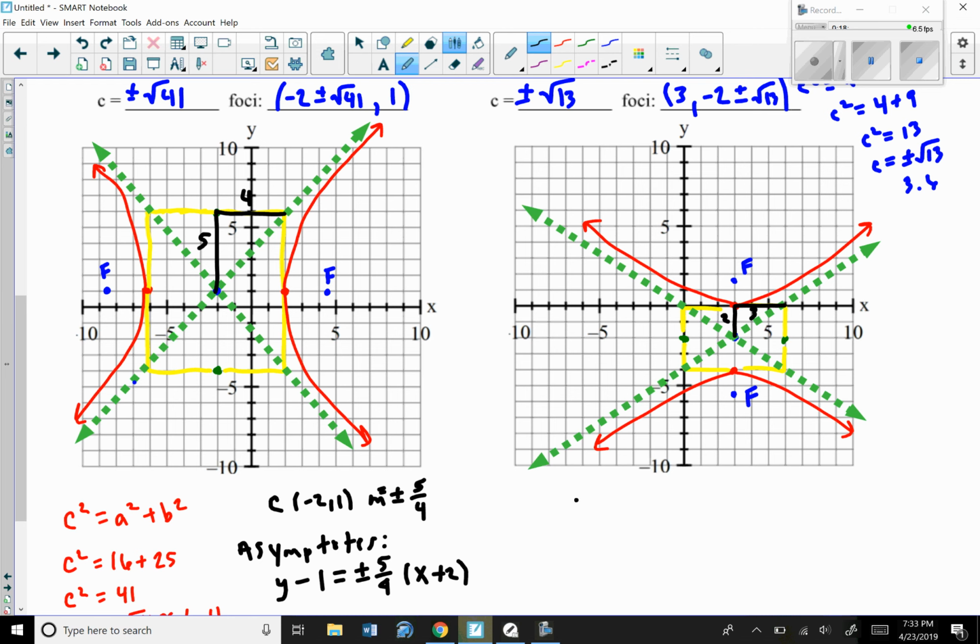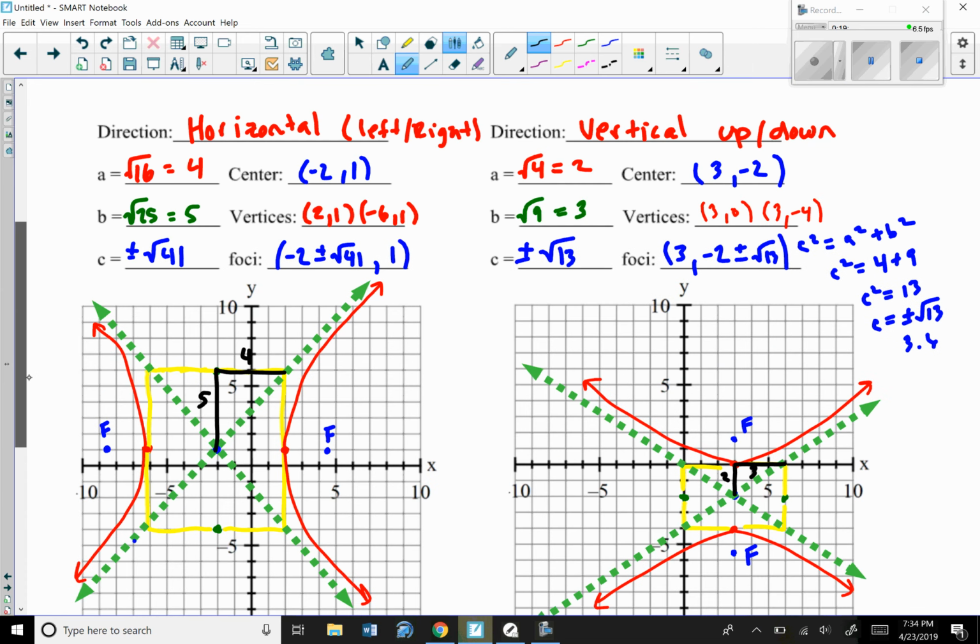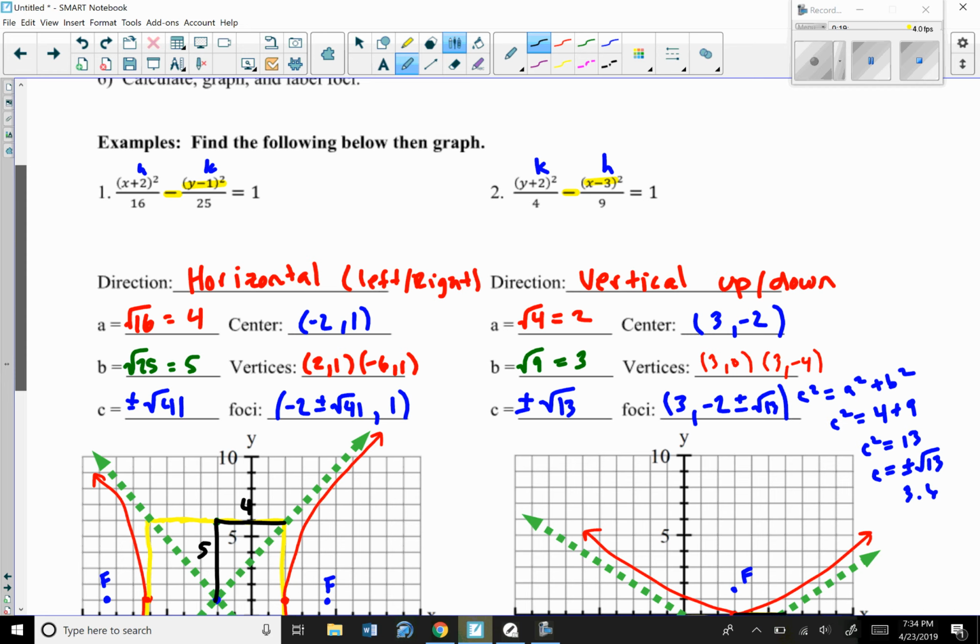And so to write the asymptotes for this one, the center was at 3, -2, so y minus -2 would be y plus 2, is equal to the slope, so plus or minus 2/3, times x minus the x coordinate of the center, which was 3. And that gives us the equation of our asymptotes. And so that's all you need to know for your hyperbolas for now. And then tomorrow we'll talk about when you have to complete the square.